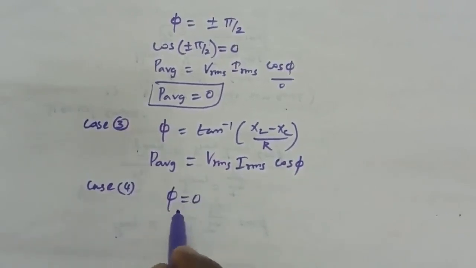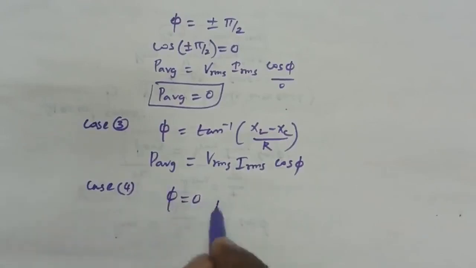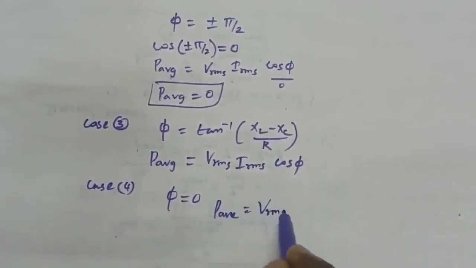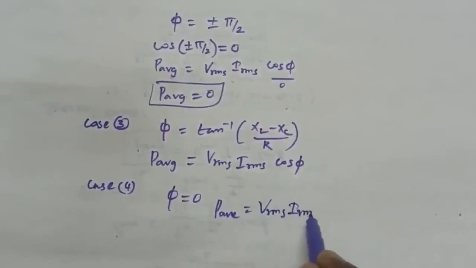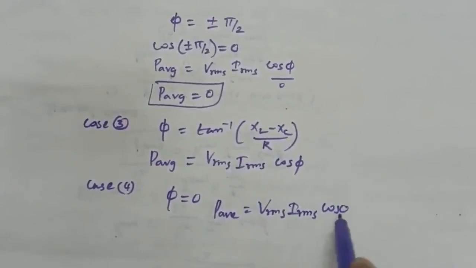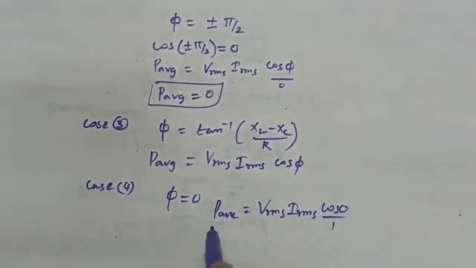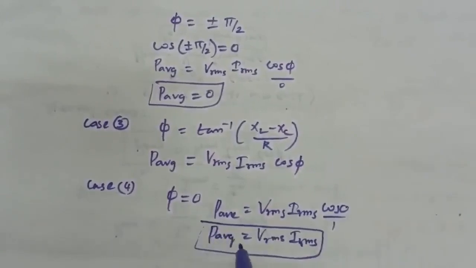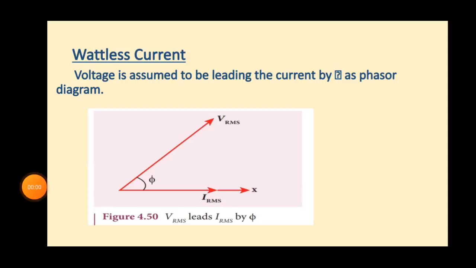So now substitute into the average power, Vrms Irms cos phi. What is cos phi? Cos 0, that is nothing but 1. Therefore the average power is equal to Vrms Irms. Are you clear, children? So this is a special case of power in an AC circuit.